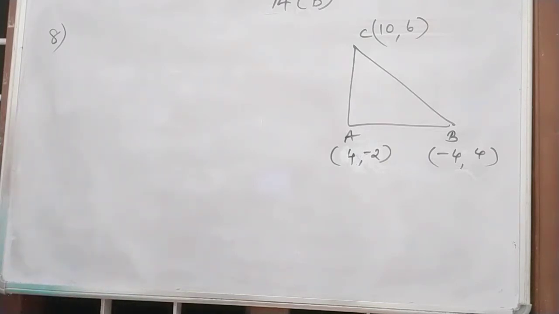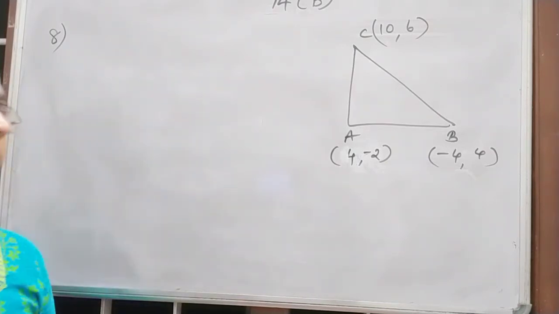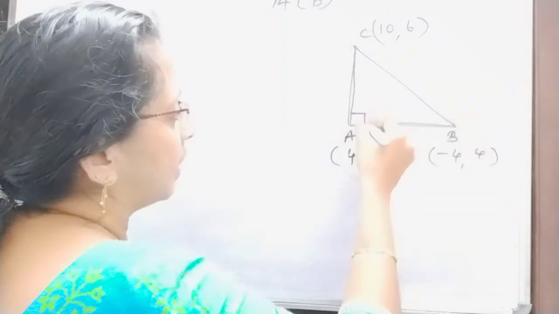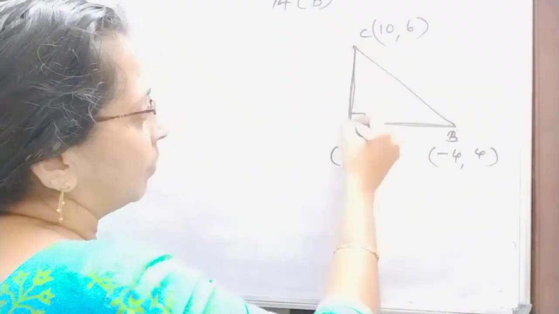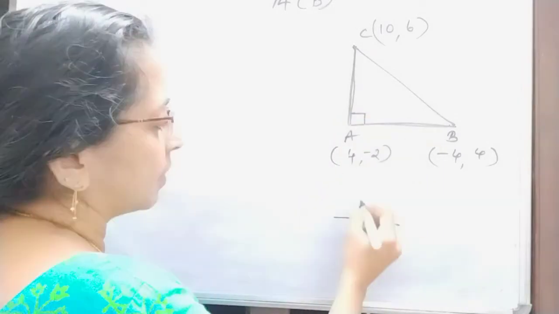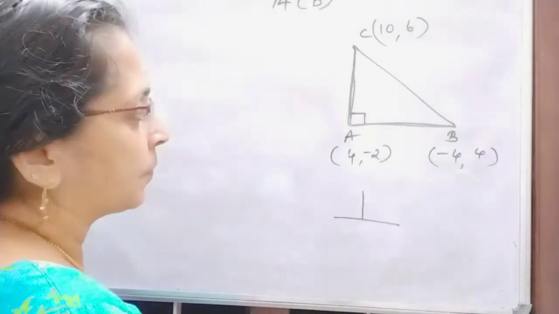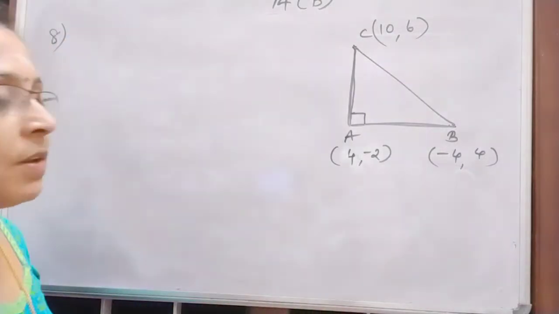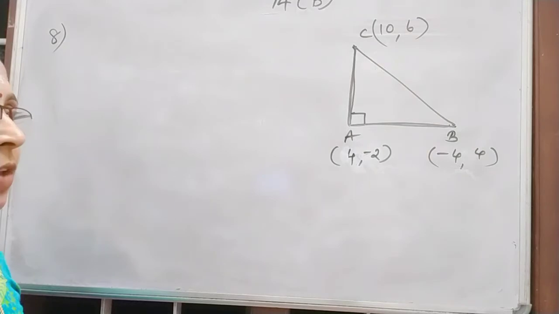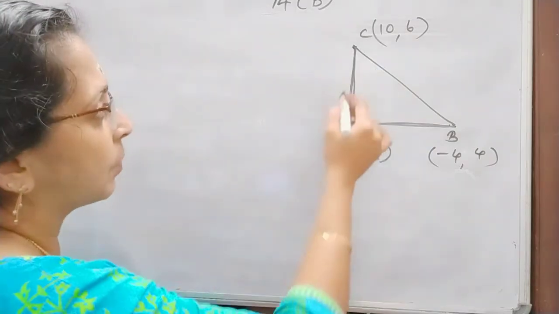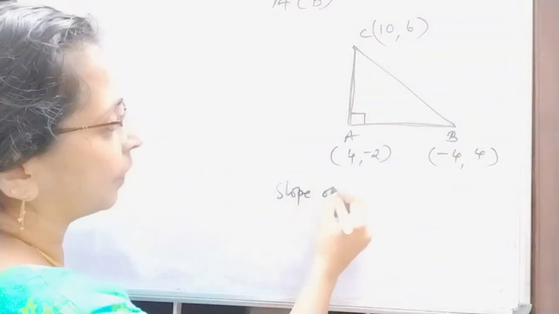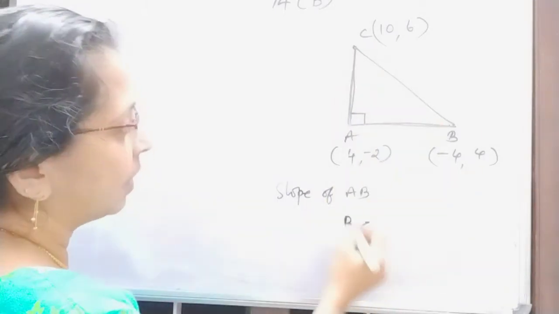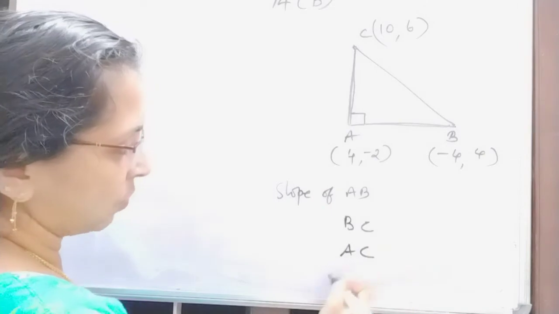So the peculiarity of a right angle triangle means what? This angle will be 90 degrees. That means perpendicular. So without using the distance formula, if we find the slope of AB, then the slope of BC also we will find, and the slope of AC also we will find.